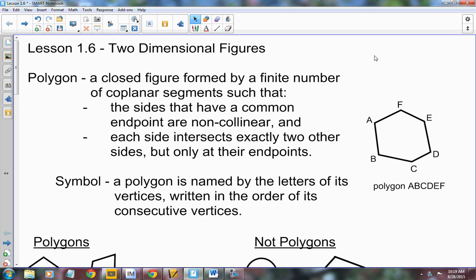But basically, it's made up of line segments. They only intersect at their endpoints. There's no curved parts to it, and it has to be closed.